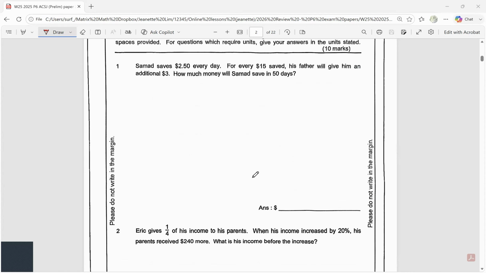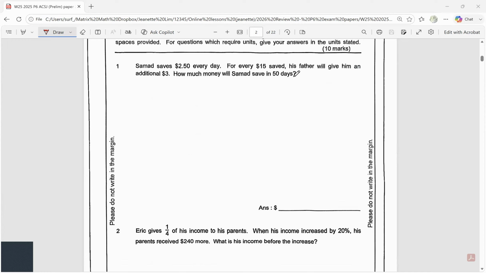Question 1. Samad saves $2.50 every day. For every $15 saved, his father will give him an additional $3. So how much money will he save in 50 days?